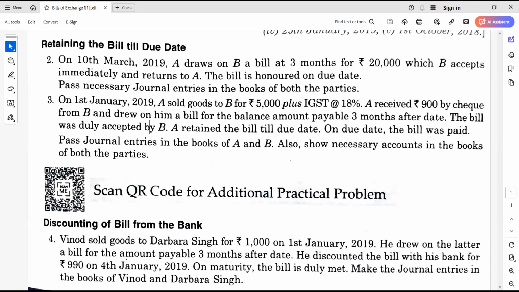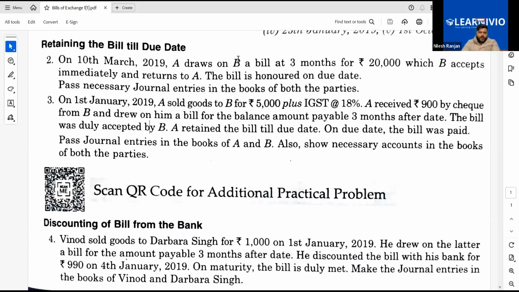Tell me the journal entry. So in the journal entry in the books of Vinod, Jan 1, bills receivable account debit to Darbara Singh. Yes, you have to write Darbara Singh, not the drawer. Yes. So 1000, you have written 1000?